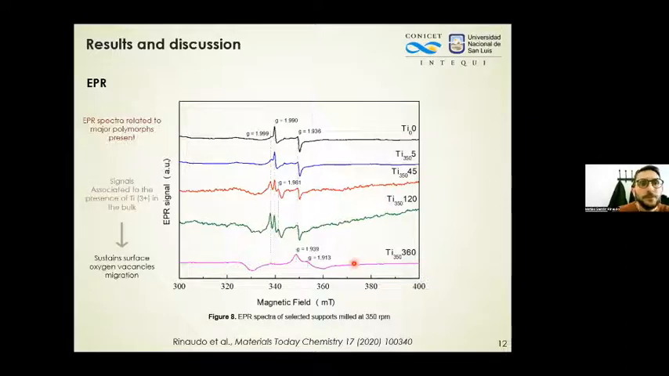So we obtained these signals with these values of g that were associated with the presence of reduced titanium, with a Ti3+ environment from the bulk but not the surface, which could sustain the surface oxygen vacancy concentration that I talked about before from the XPS study.